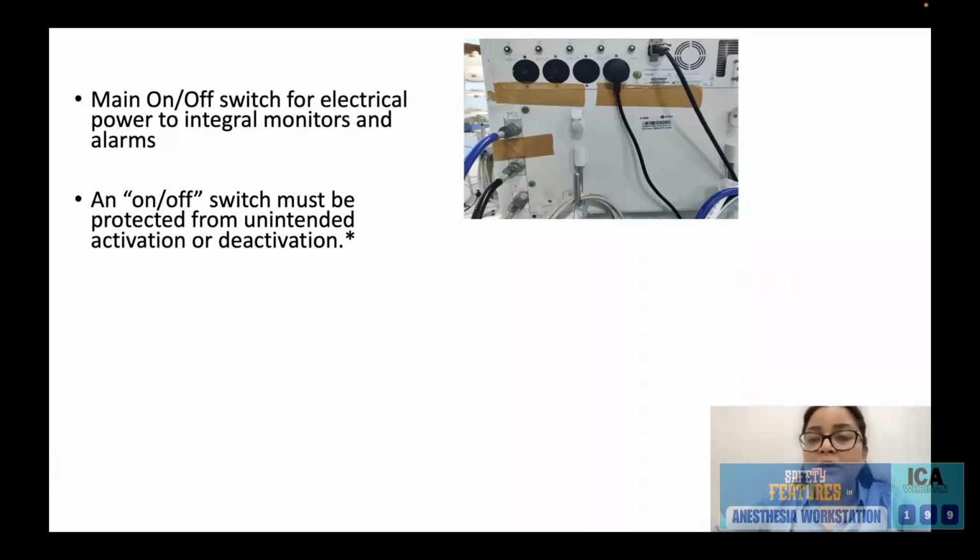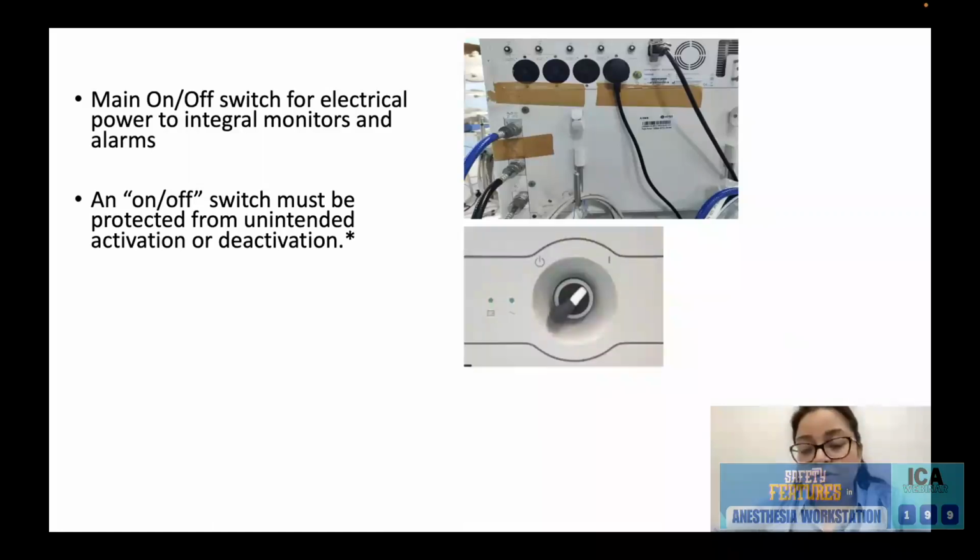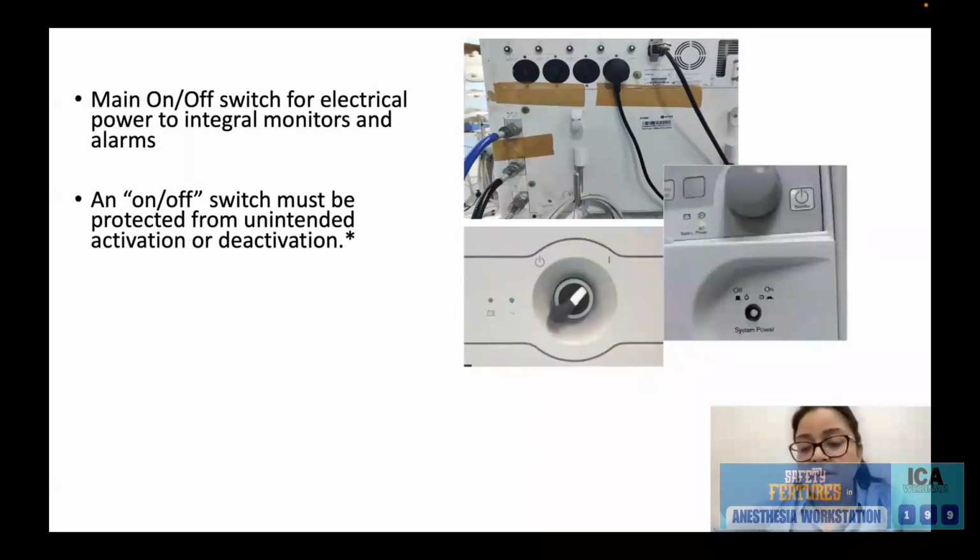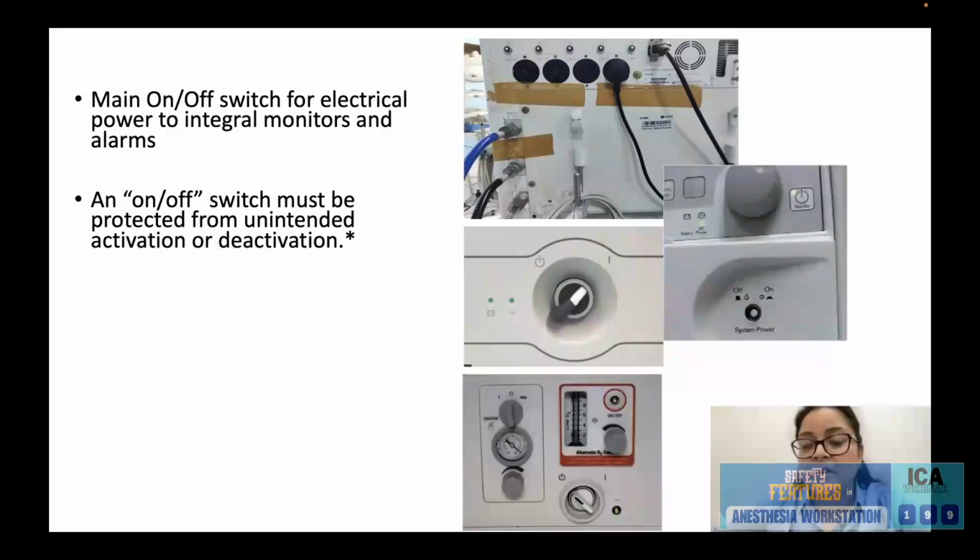Another new criterion which was put forward by the Australian and New Zealand College of Anaesthetists is that the on-off switch must be protected from unintended activation or deactivation. So we can see that different anesthesia machines have different kinds of main on-off switch. This is a rotary knob, and this is a push button kind of electrical switch.